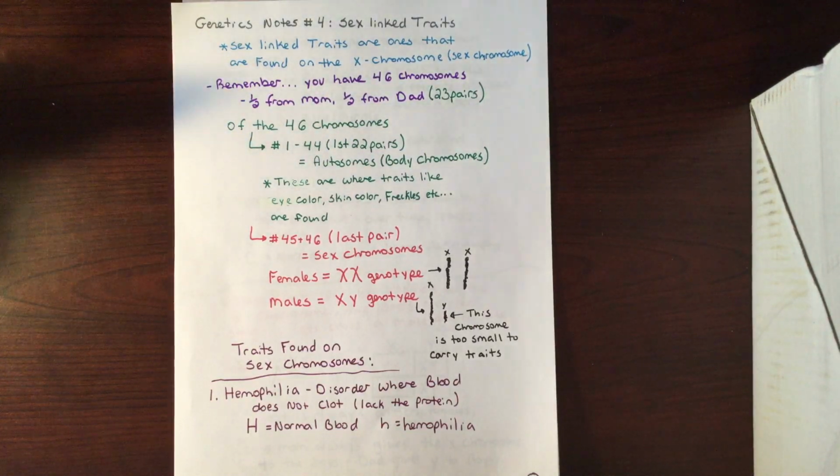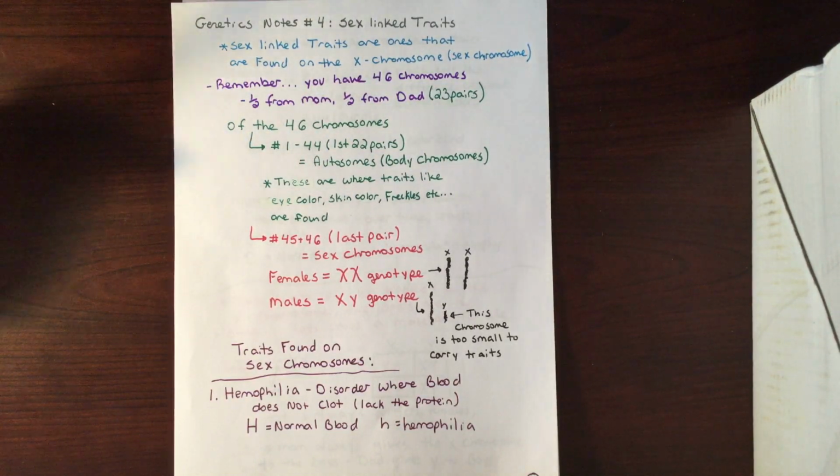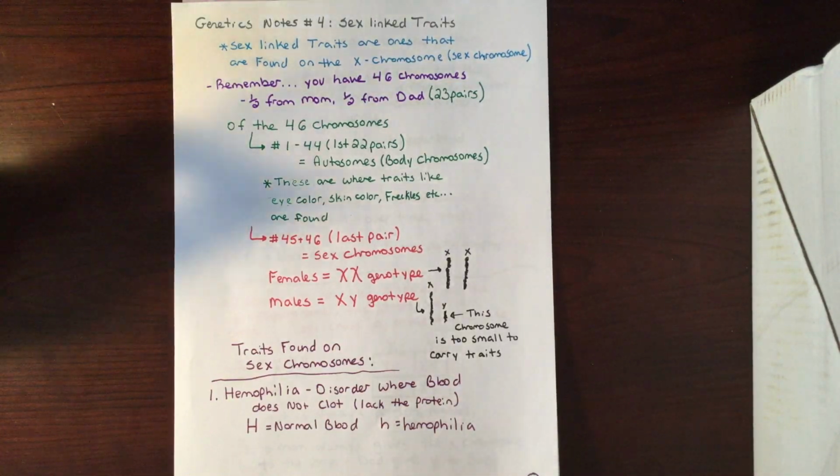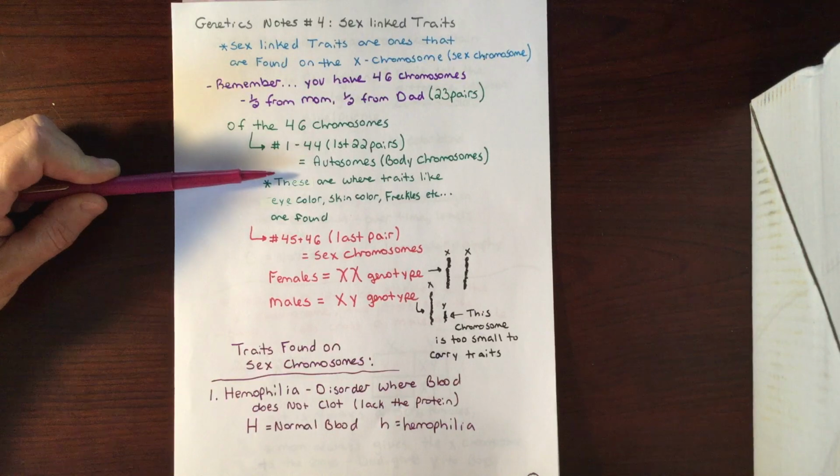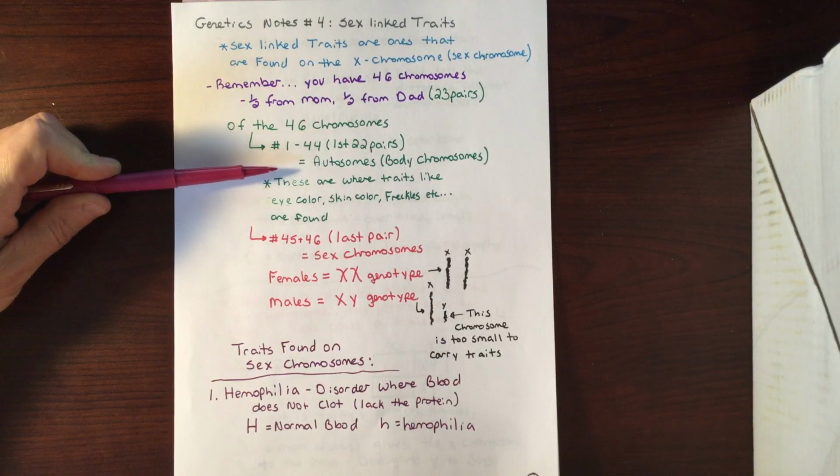The traits that we find on your first 44 chromosomes, or 22 pairs, are things like: can you roll your tongue? What color eyes do you have? What color hair do you have? Do you have hitchhiker's thumb? Do you have a straight hairline? Do you have a widow's peak? All of those particular traits are found on those first 44 chromosomes.